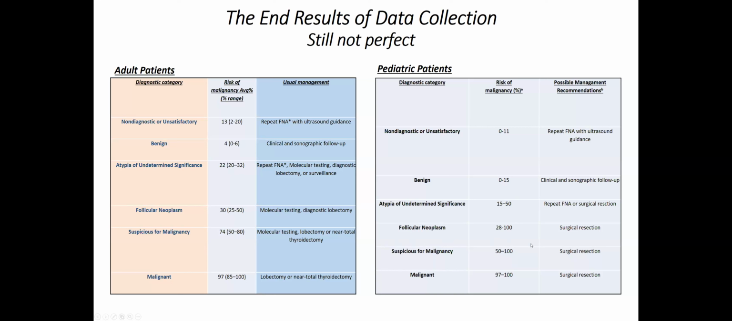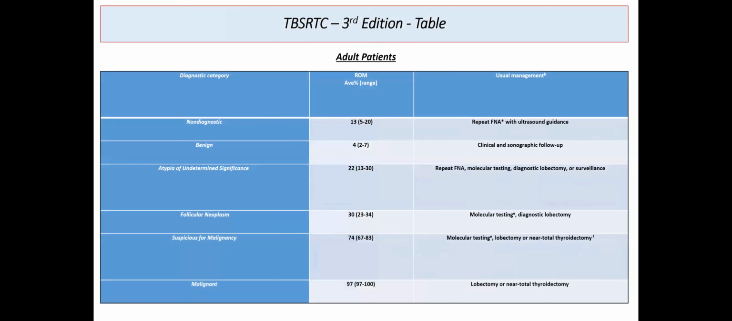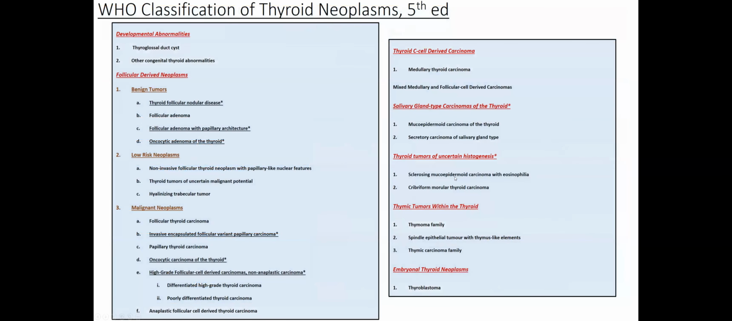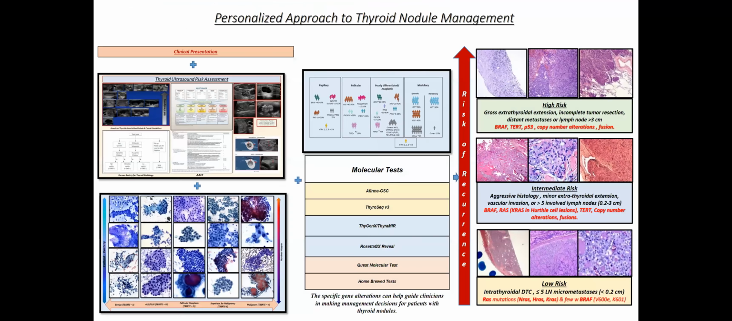So our clinicians in a pediatric age group, when we call something suspicious for malignancy, will treat that patient like having a malignant tumor. So this is again on a high power, the classification scheme for the adults. This is also going to change because of how we are classifying our thyroid cancers as per the new WHO edition, which will be the 5th edition.